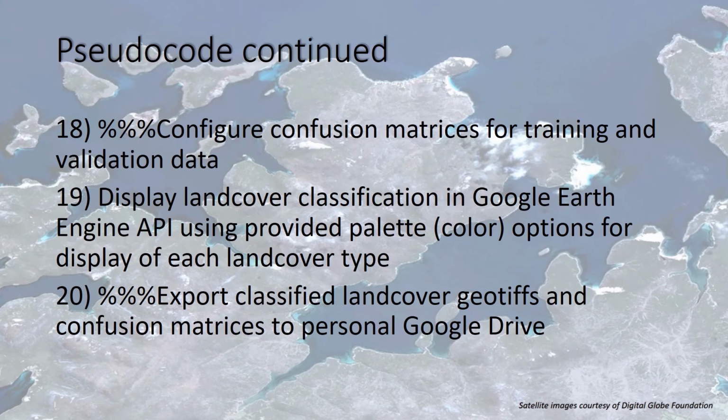Beyond that, if you want to display the output map in Earth Engine, there are some settings in the script that allow you to change the colors for each classification and take a look at it in Earth Engine. We also have an export component for the map itself and also for these tables. And yeah, that's it for the broad scale.